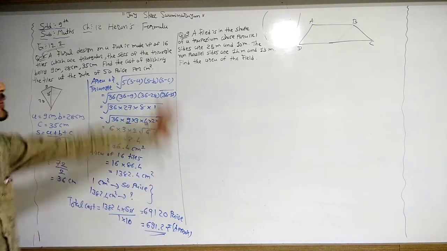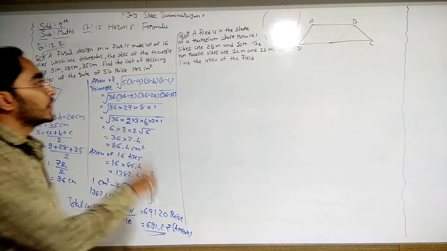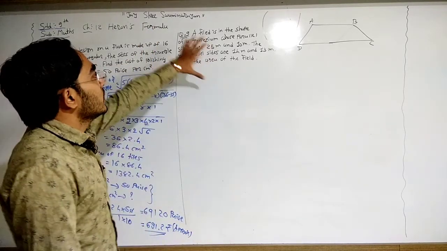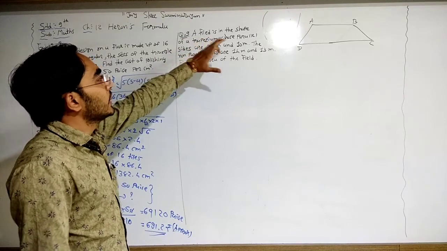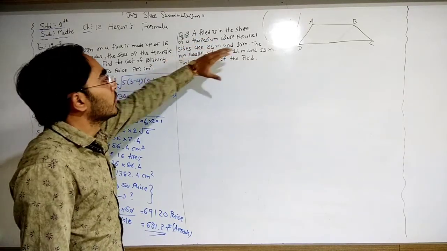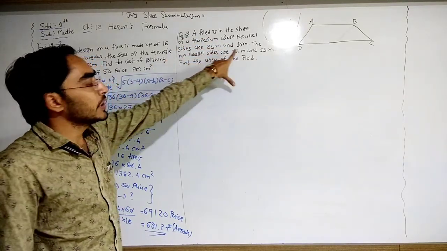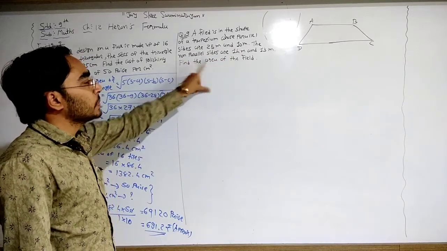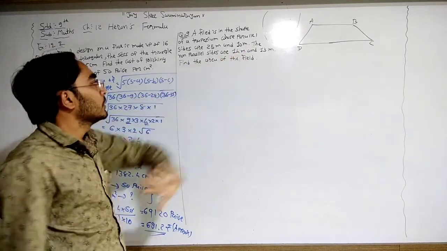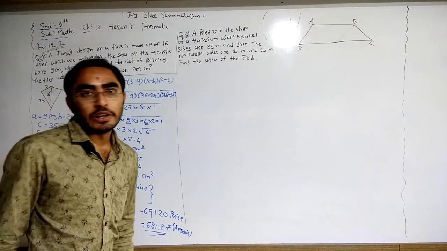Now next is question number 9. First of all, read this question. A field is in the shape of trapezium whose parallel sides are 25 meter and 10 meter and the non-parallel sides are 14 meter and 13 meter. Find the area of the field.